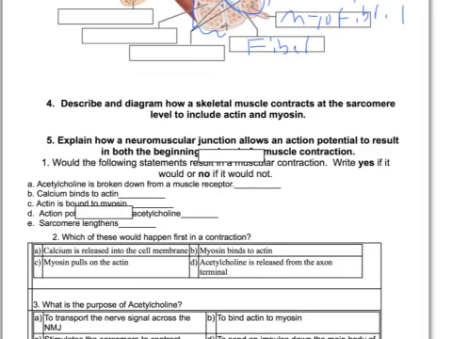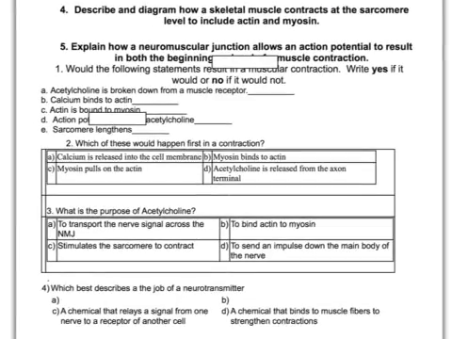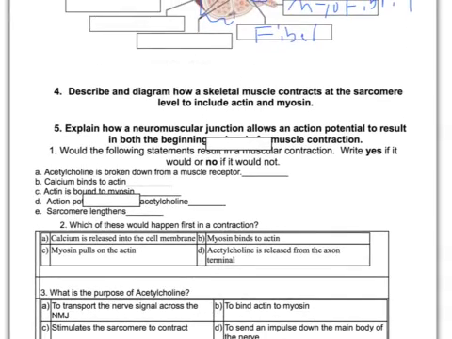Describe and diagram how skeletal muscle contracts at the sarcomere level to include actin and myosin. I lumped that in, and I think there's a good picture at the bottom that goes over target 4. For some reason I just couldn't get it in there. It just was not cooperating. Oh, look at these boxes. They end up all over the place sometimes on this app.